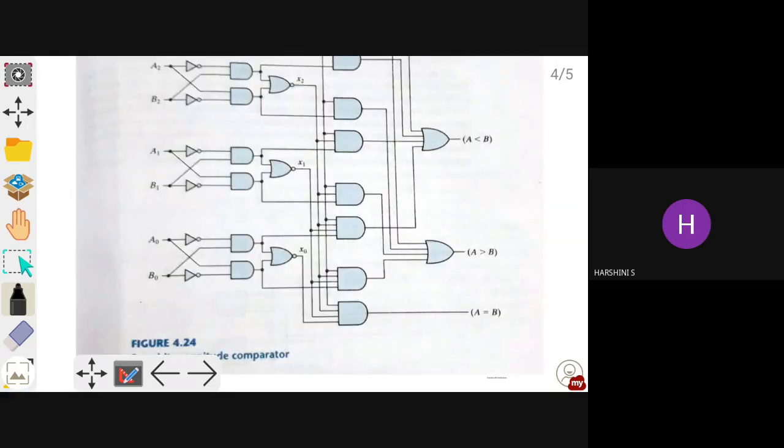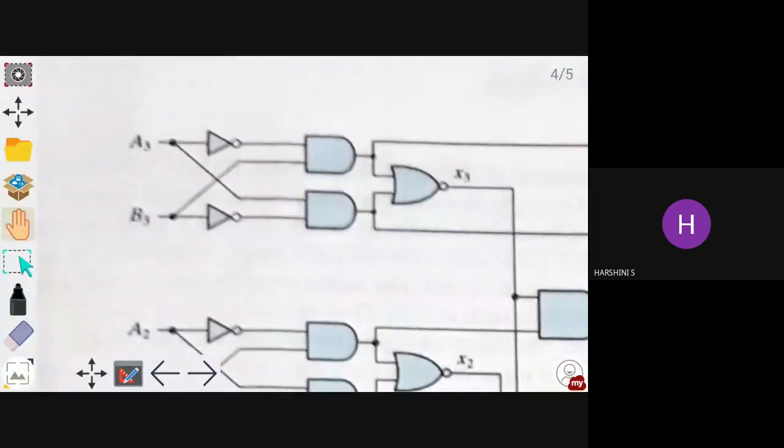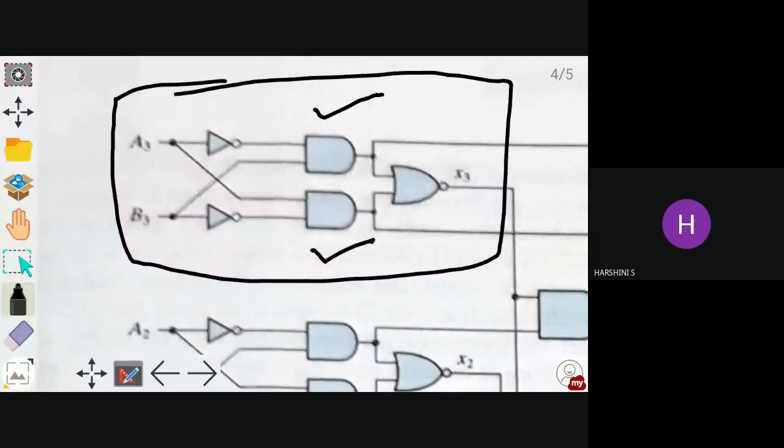So you look into the diagram. Look at this x3. So A3 first AND gate: this AND gate gives A3 dash B3, and this AND gate gives A3 B3 dash. They have ORed them and then inverted. So this is actually X3. So X3 is an XOR followed by a NOT: A3 dash B3 plus A3 B3 dash, then OR and NOR. So this is the X3.